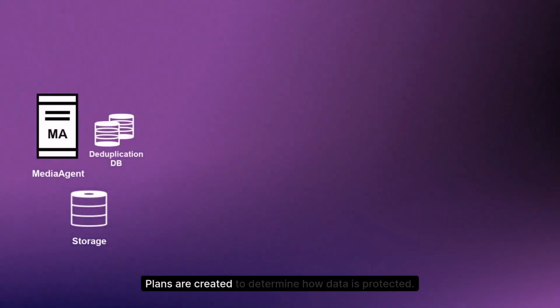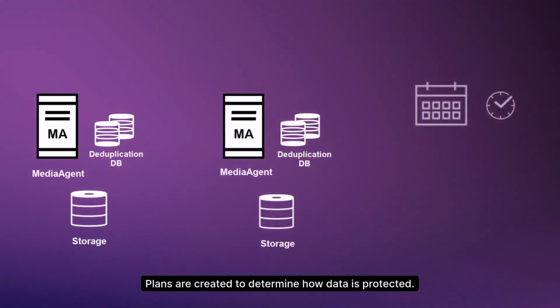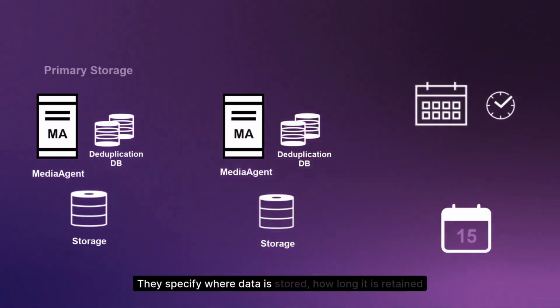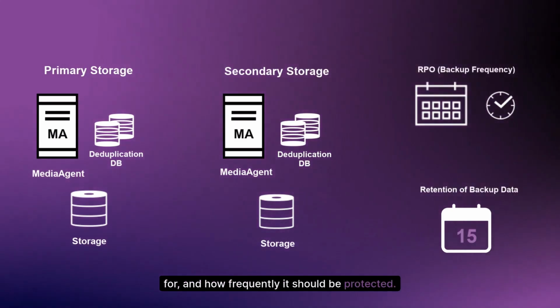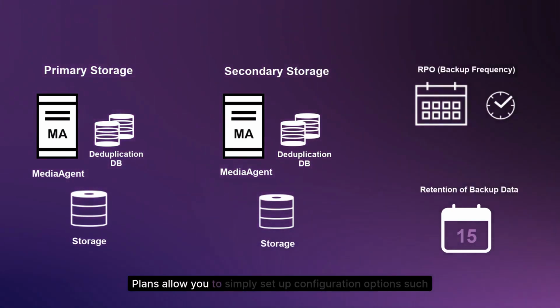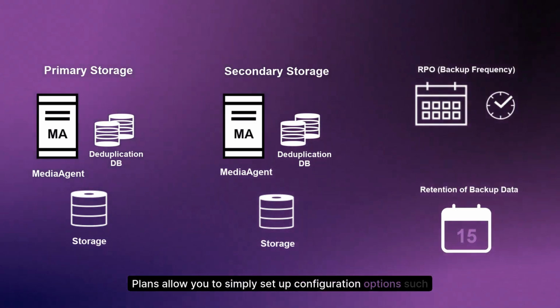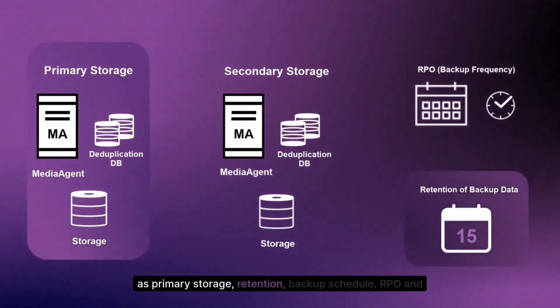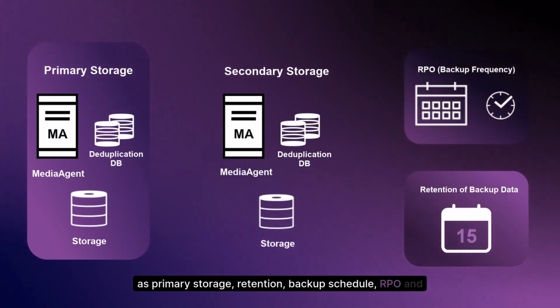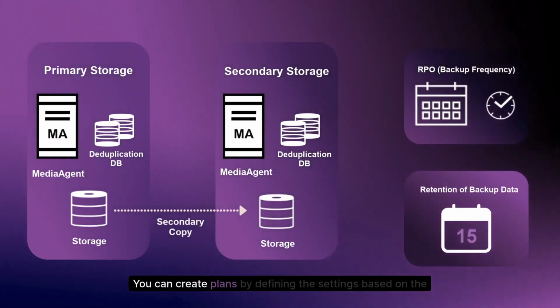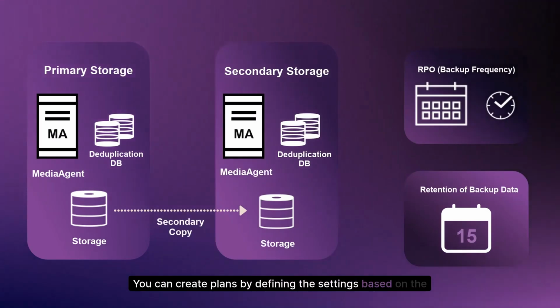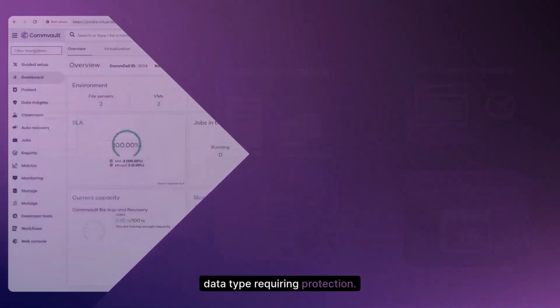Plans are created to determine how data is protected. They specify where data is stored, how long it is retained for, and how frequently it should be protected. Plans allow you to simply set up configuration options such as primary storage, retention, backup schedule, RPO, and secondary copy configuration. You can create plans by defining the settings based on the data type requiring protection.